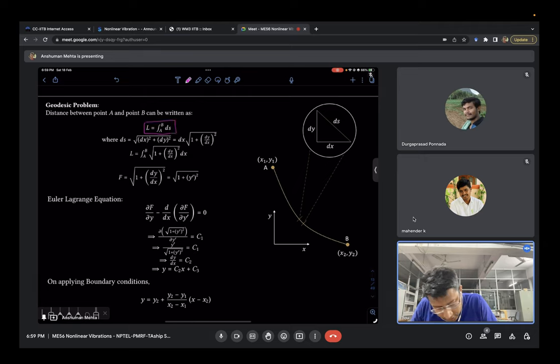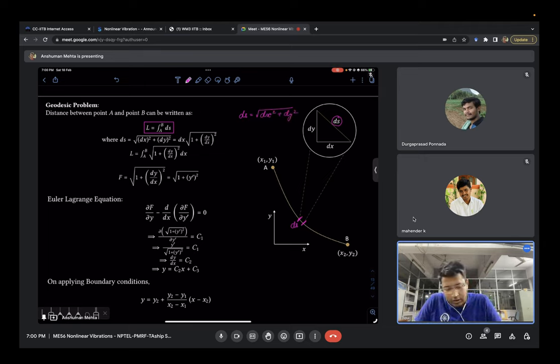In any derivation you would have seen that we take a small point and we kind of enlarge it. So here we have taken ds, very small, and if we enlarge that ds, we can have two components, dy and dx, and we can write ds is equal to under root dx square plus dy square.